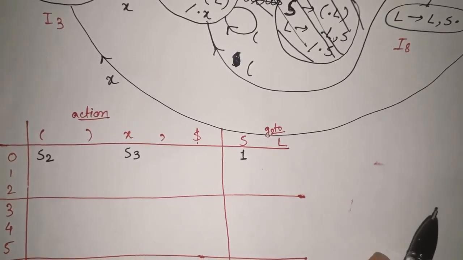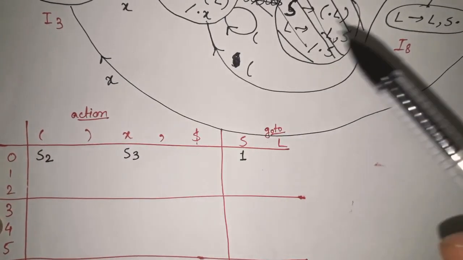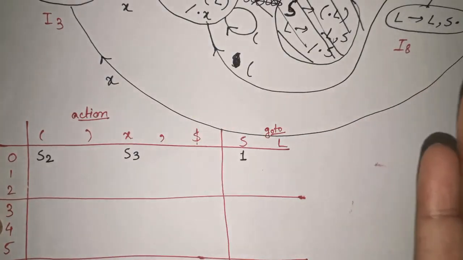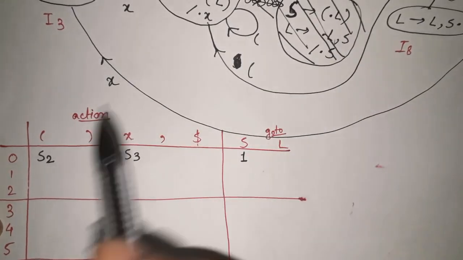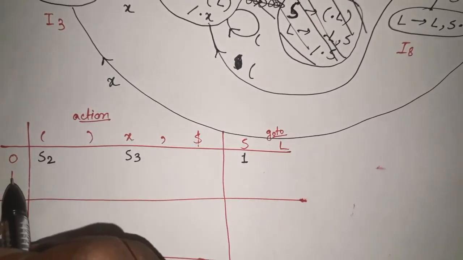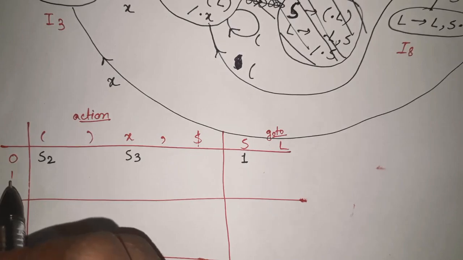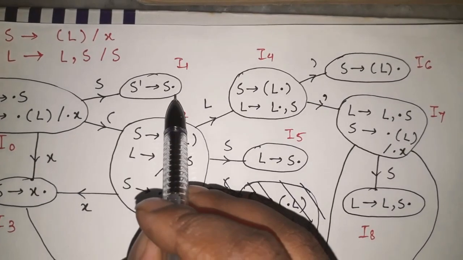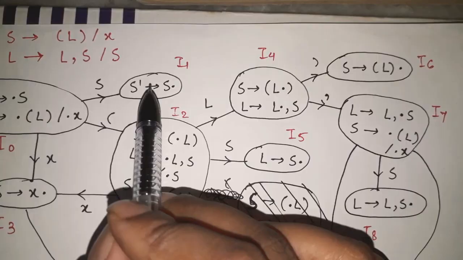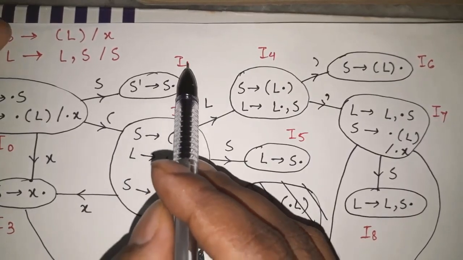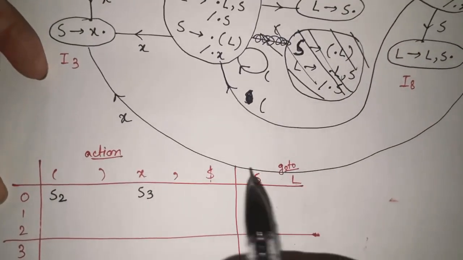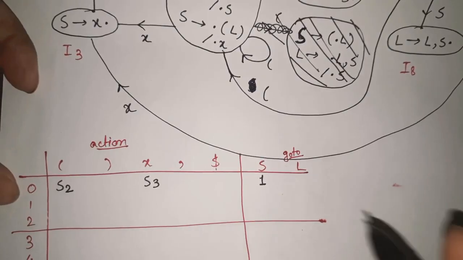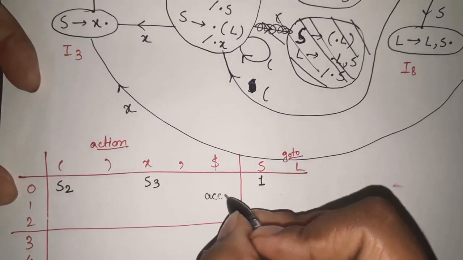Now for the first state. I am assuming that you have taken the snapshot of the graph or made it in your notebook so that you can check from there. From state number 1, what is state number 1? It is S dash gives S dot, the acceptance state of the augmented grammar. So in I1, only under dollar we will write accept.